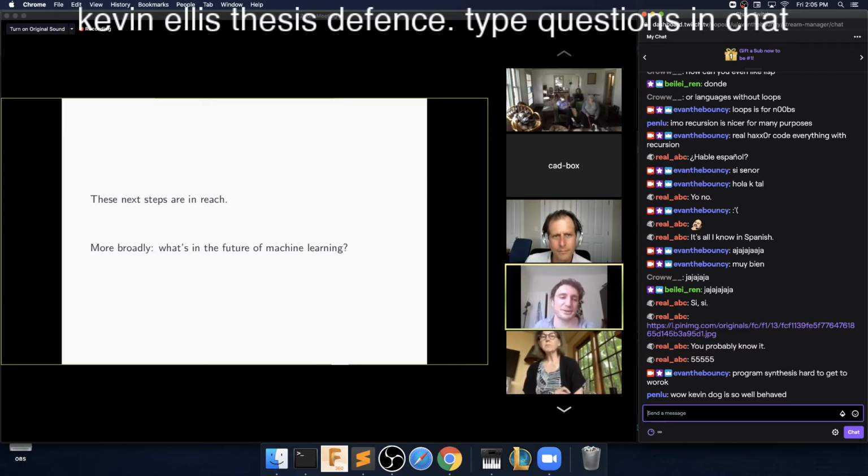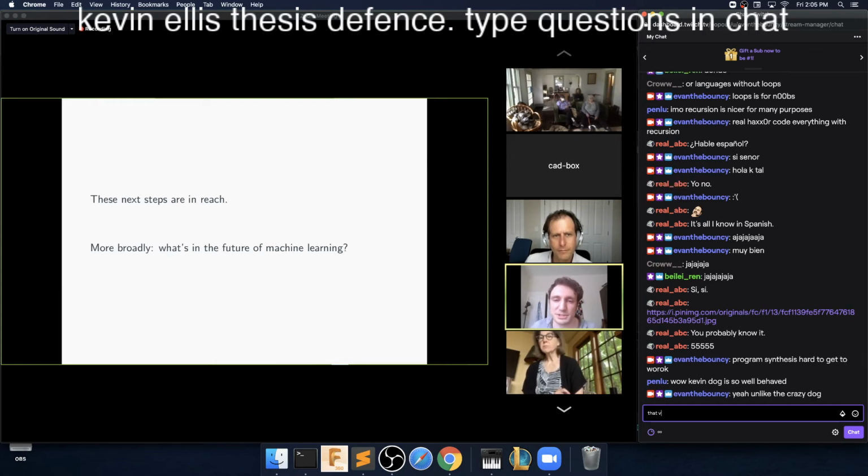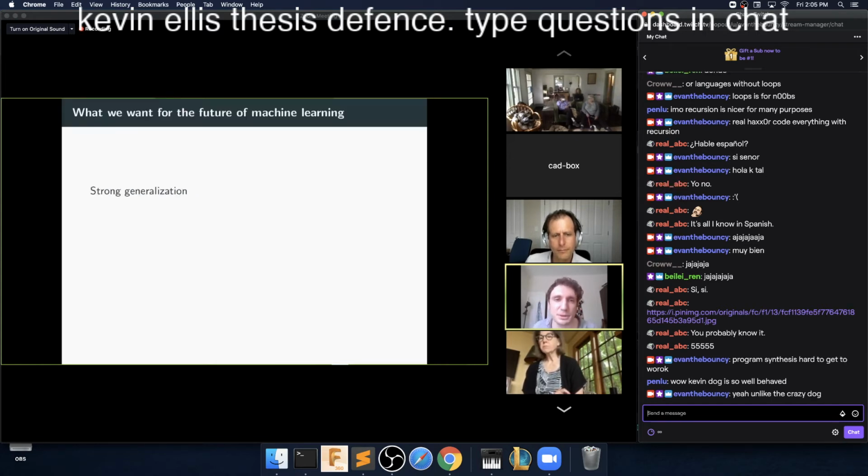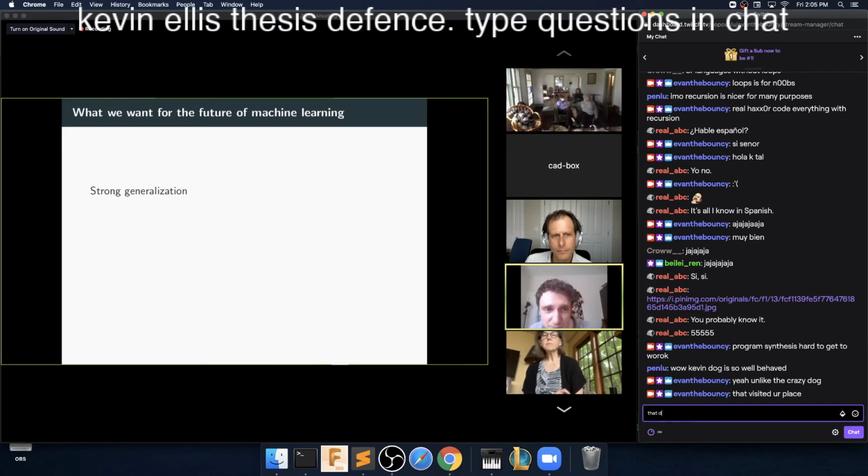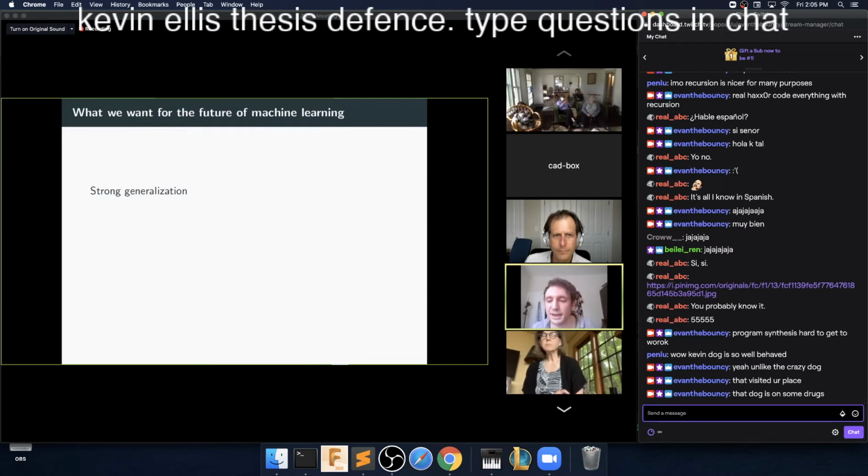But taking a step back, what does this say about the future of machine intelligence? I think there's a number of things we want in the future of machine learning. One is we want systems which can generalize really strongly, which extrapolate instead of interpolating, and which can do so without needing enormous amounts of data. At the same time, if we do have more data, we want systems which can bootstrap or learn to learn, and where that learning to learn is enabled by learned representations.